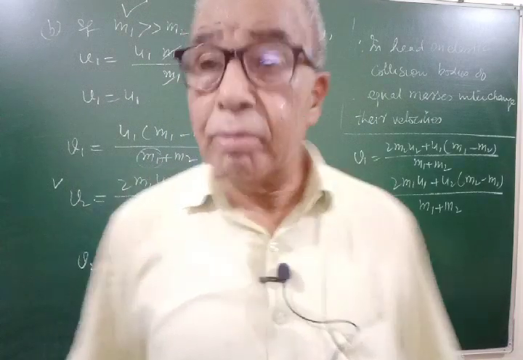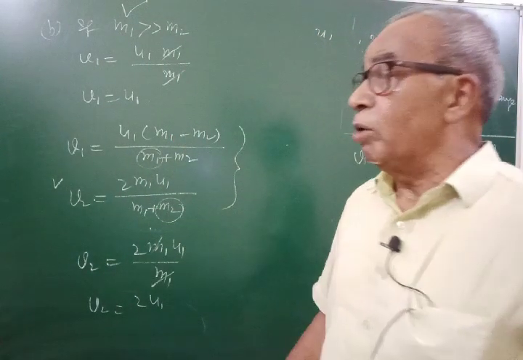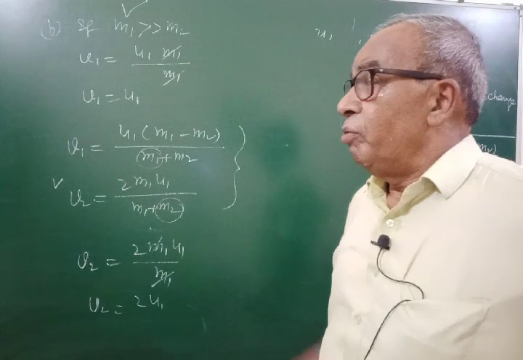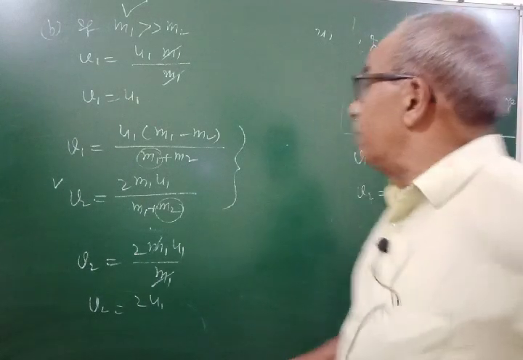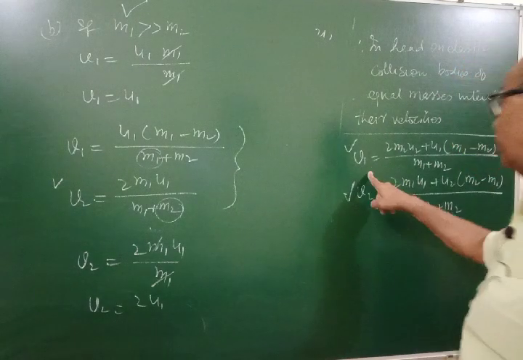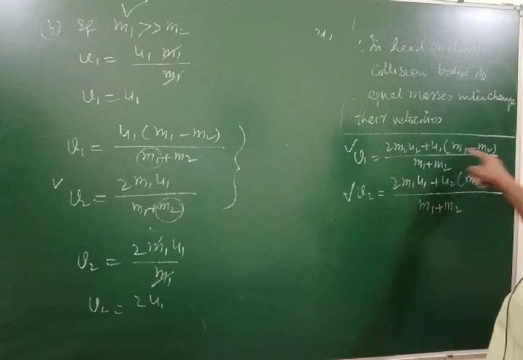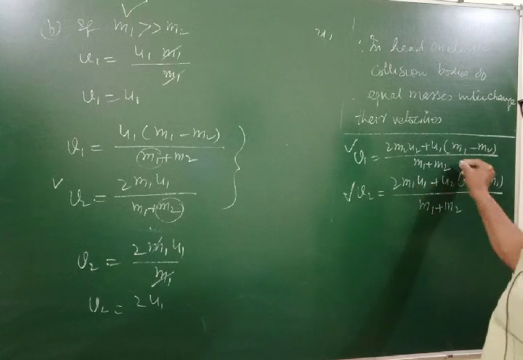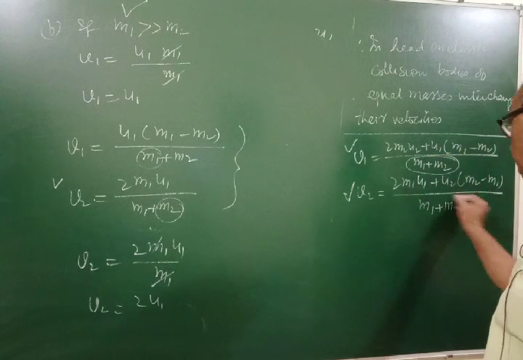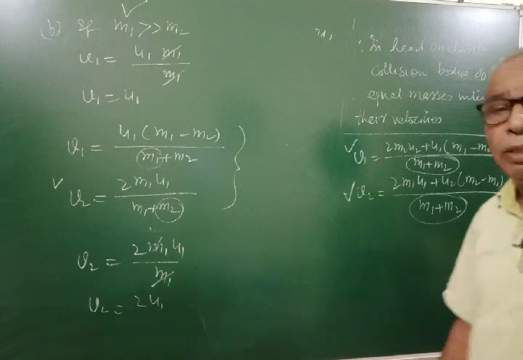So these are some results of head-on elastic collision we will use while solving numericals, but please remember these two results. V1 equals [2 m2 u2 plus u1 (m1 minus m2)], remember the (m1 plus m2) is always there. And V2 equals [2 m1 u1 plus u2 (m2 minus m1)] upon (m1 plus m2).